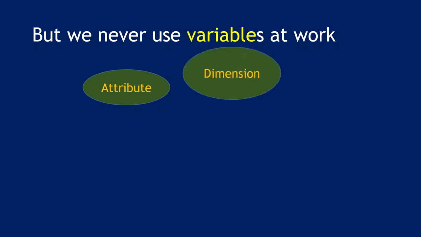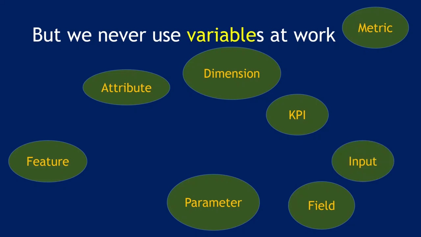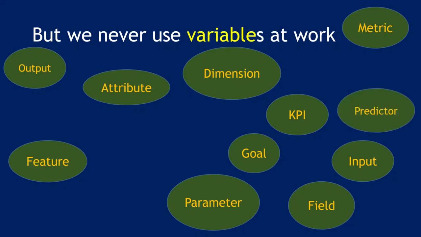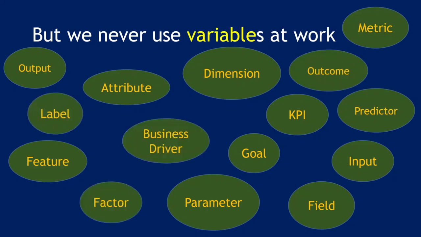So you will hear a lot about attributes, dimensions, metrics, parameters, features, KPIs, fields, like a column or a field in a database. Sometimes they're called inputs, sometimes outputs, sometimes goals by the strategy people. Sometimes they're called predictors, sometimes outcomes, factors, labels, or business drivers. So when you see these terminologies, you should know that they're really just a different way to talk about variables.